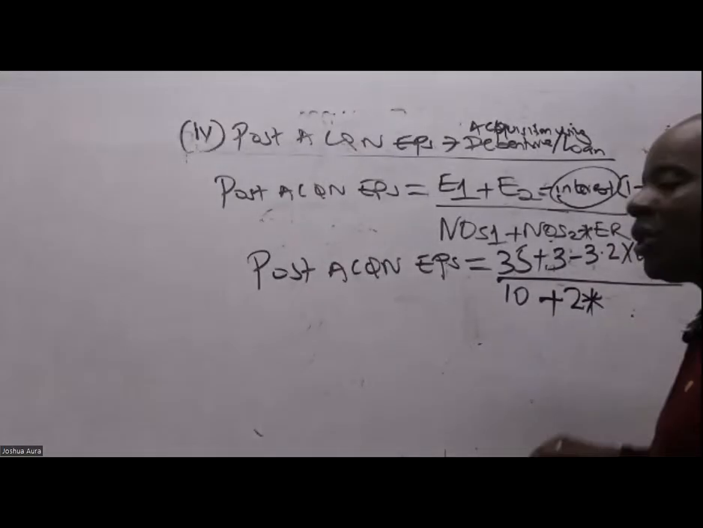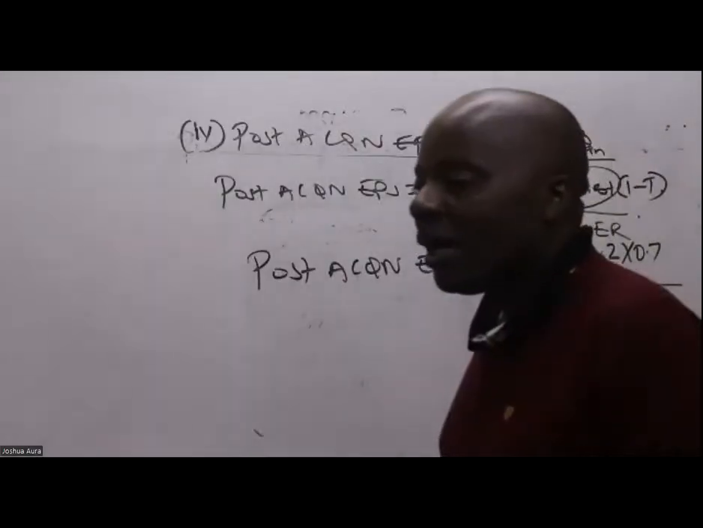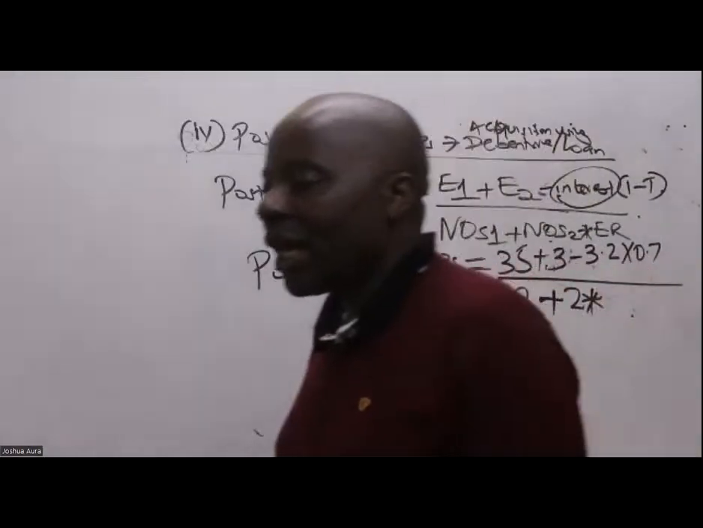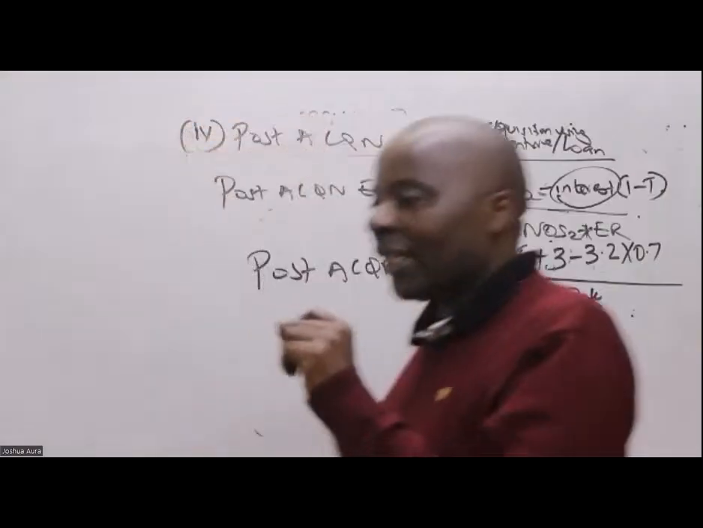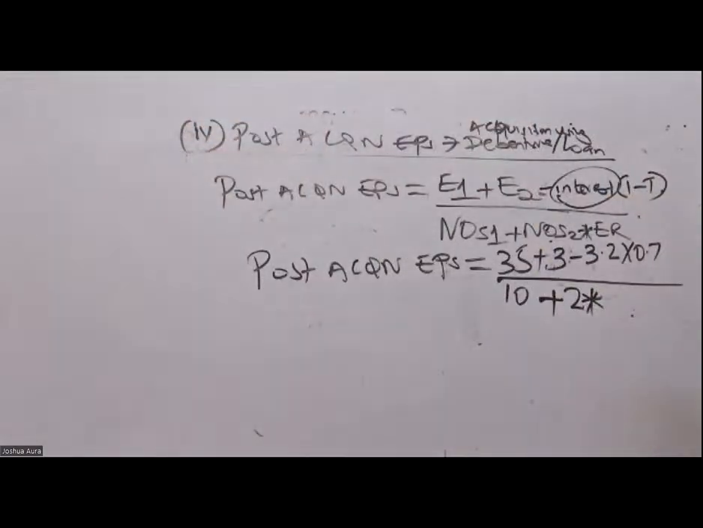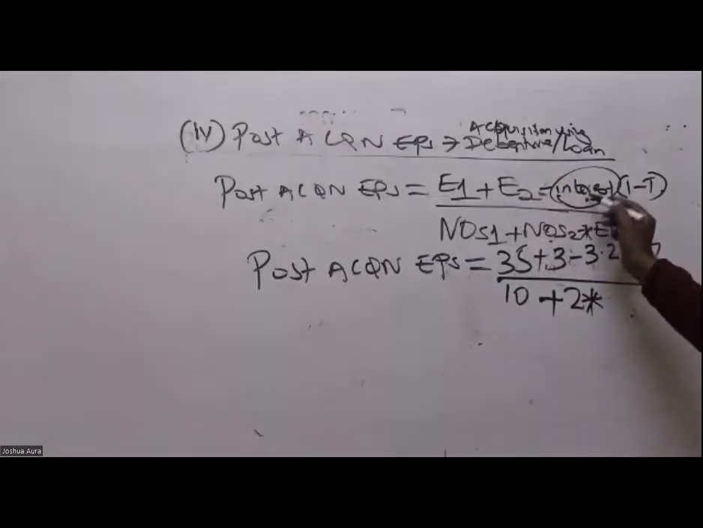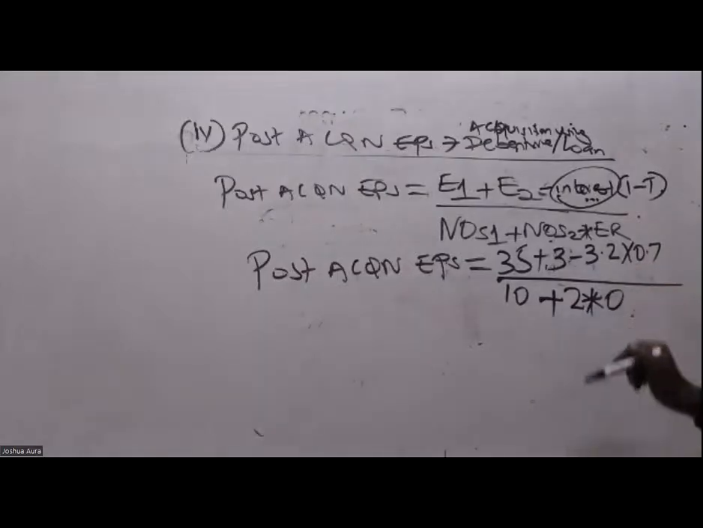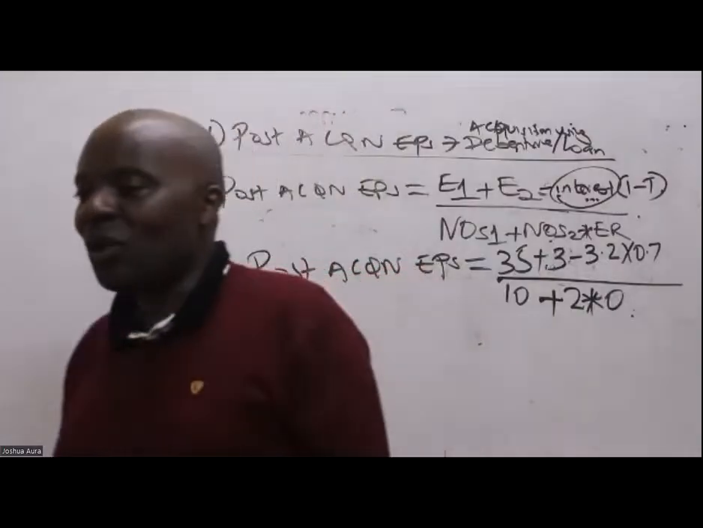Times exchange ratio. This is something that most of them will not be able to remember. Somebody will tell me that the exchange ratio is a half, and most of them actually will say it's a half, forgetting that whenever there is a debenture, whenever there is this interest, it's a loan, then the exchange ratio should be equal to 0.